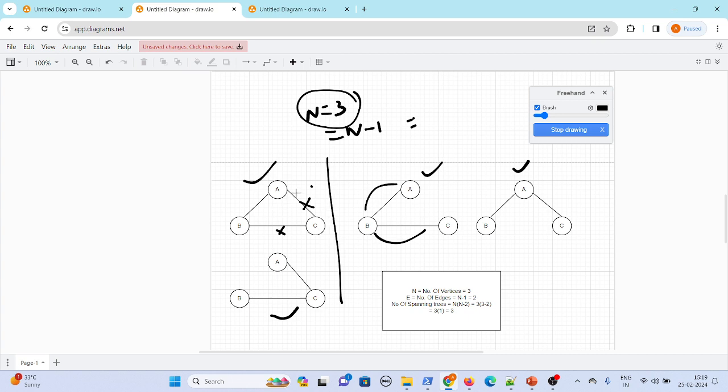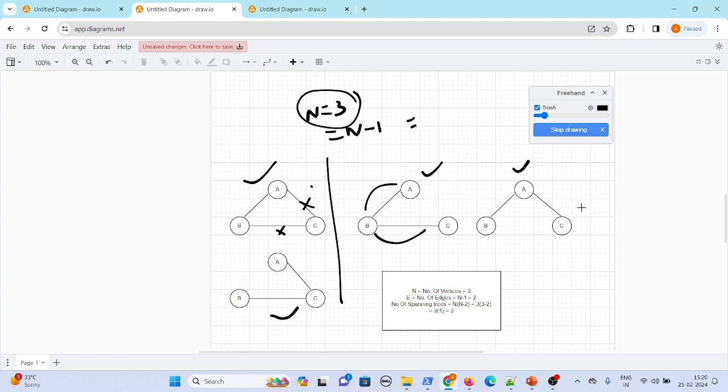So my spanning tree should have 2 edges. Initially I remove this, and when I remove this, I get this spanning tree. The second time I remove this, and then I got this spanning tree. The third time I have removed this one, BC, so I have got this. So this way you can form a spanning tree. This is the simple example where you have just 3 vertices and 3 edges, so just by looking you can form it.